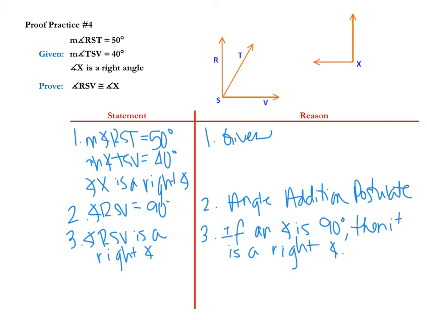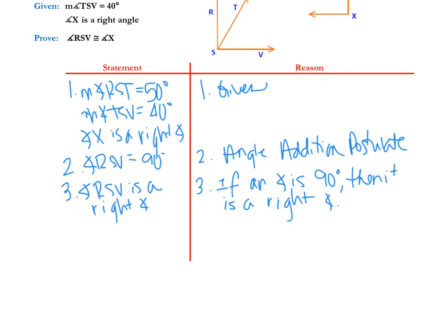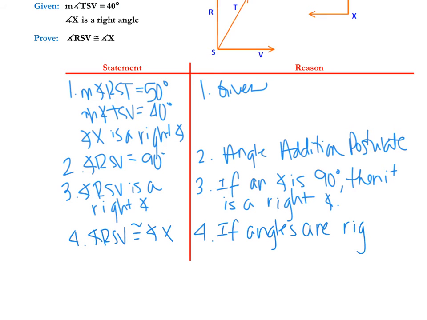Okay, so now we have angle RSV and angle X are both right angles. And by using the angle congruence theorem, we can state that they are congruent. So if angles are right angles, then they are congruent.